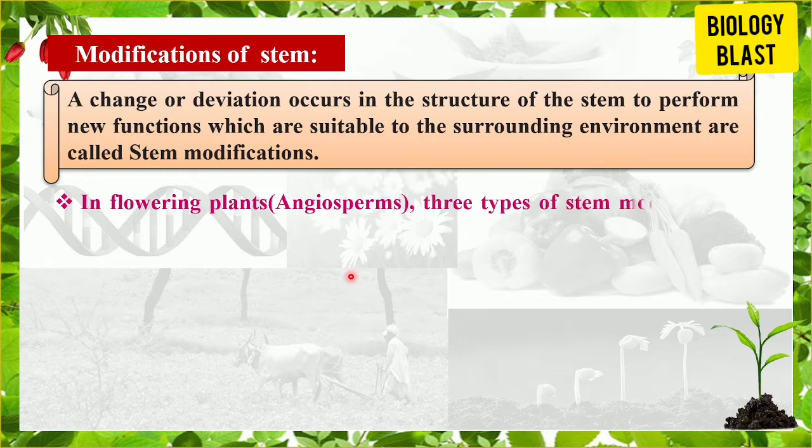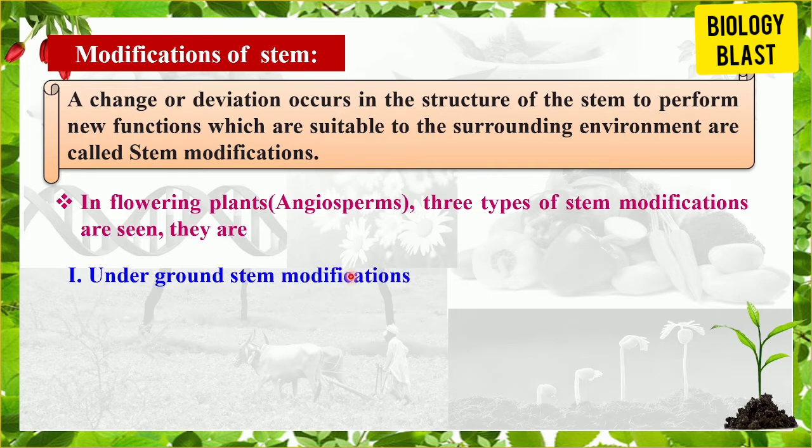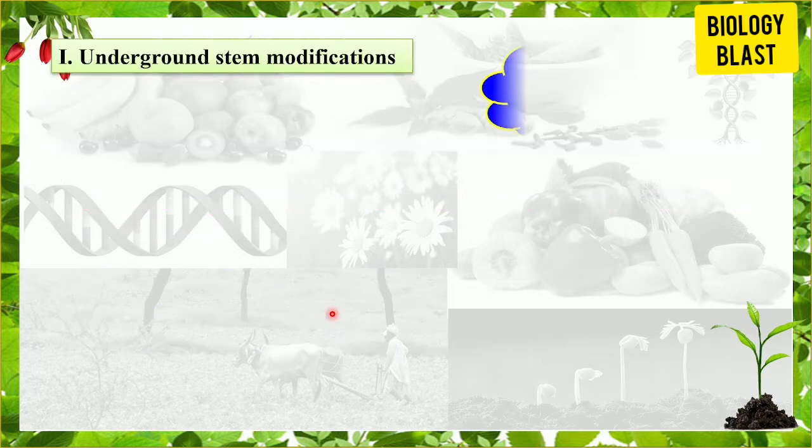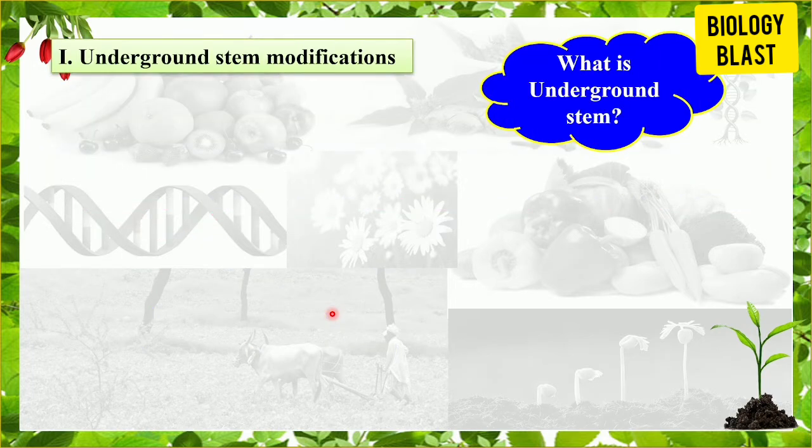In flowering plants, angiosperms, three types of stem modification are seen. They are underground stem modification, aerial stem modification, and subaerial stem modification. First of all, let's discuss underground stem modification.